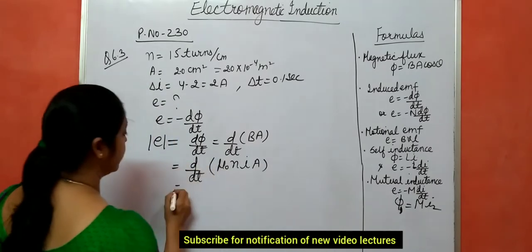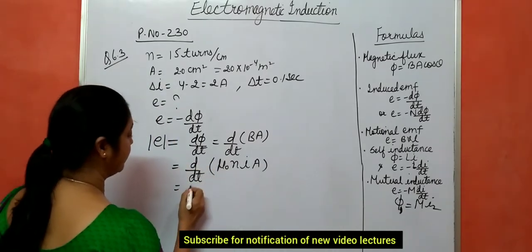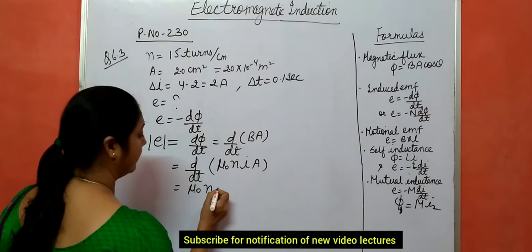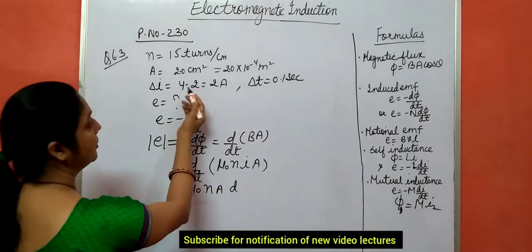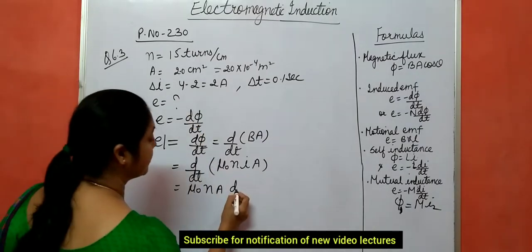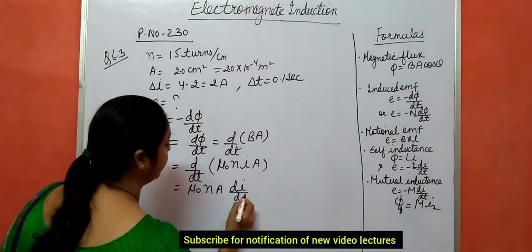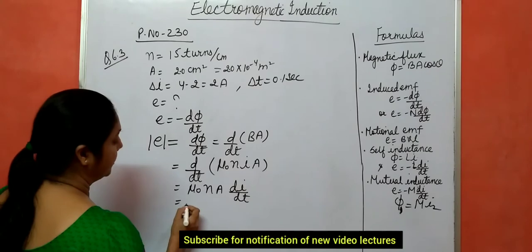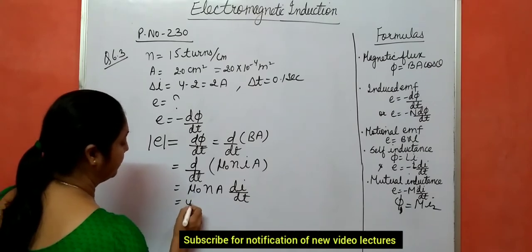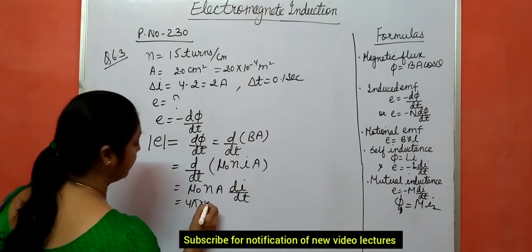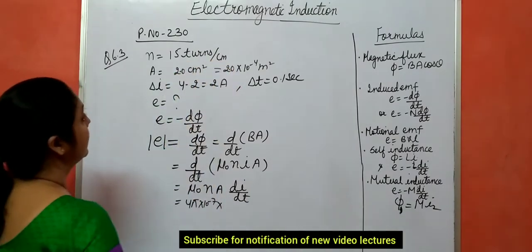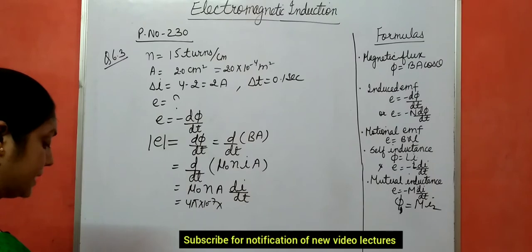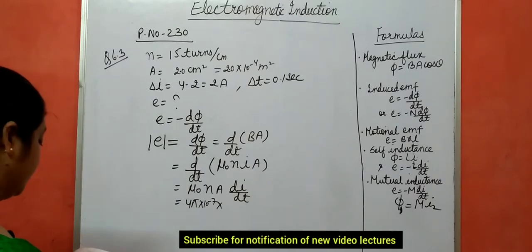Okay, you just take all constants outside: mu naught, n, A, and I is variable. Current is changing from 2 ampere to 4 ampere, so simply write dI by dt. You put the value of mu naught, 4 pi into 10 to the power minus 7, and n is what? Number of turns per centimeter. This is number of turns per centimeter; you have to change it into number of turns per meter.